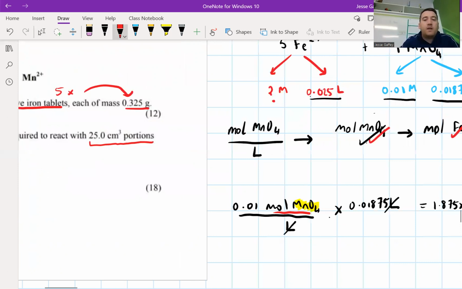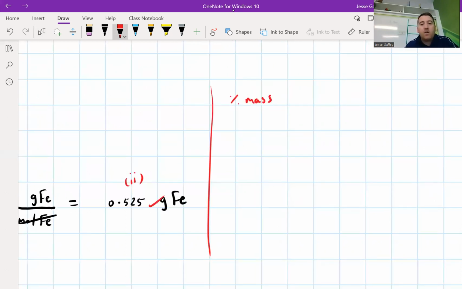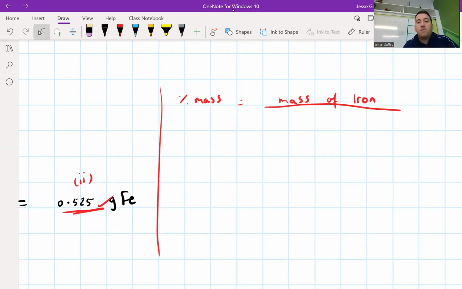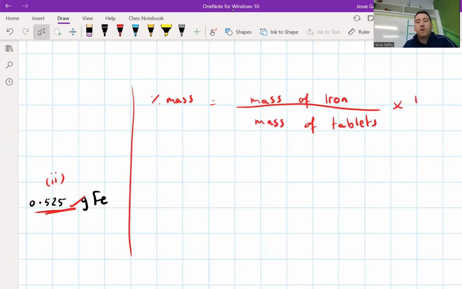Okay, so the last step to find the percentage mass, what we want to do is find the mass of iron in the 5 tablets, which is worked out here. This was the mass of iron in the 250 in the 5 tablets. Mass of iron divided by the mass of the tablets. Now, to turn this into a percentage then, we've got to times it by 100. That's what we do anytime we want a percentage.